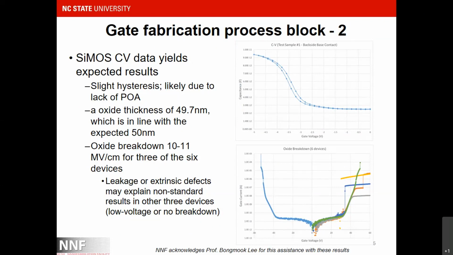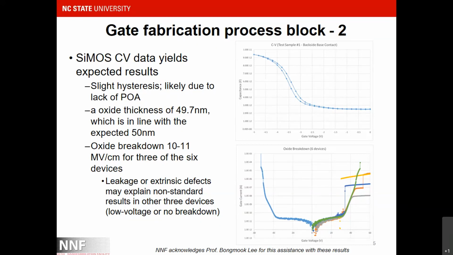We measured with the Nanometrics, basically the ellipsometry technique. Our goal was 50 nanometers, and from the measurements we have here, we calculated an oxide thickness of 49.7, so we're right on where we need to be, which is nice. I think the best news is down here: we got an oxide breakdown of 10 to 11 megavolts per centimeter in three of our six devices.